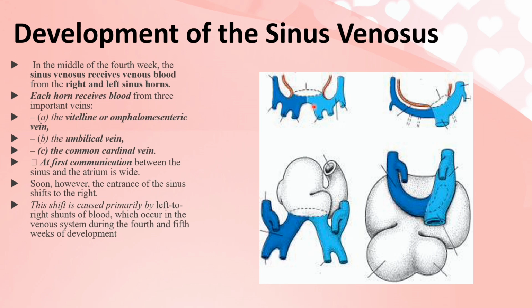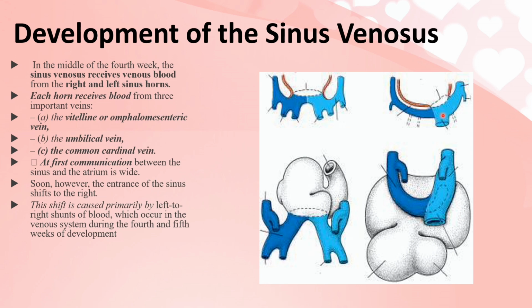And these horns receive their blood through three pairs of vessels: the vitelline vessels, the umbilical vessels, and the cardinal vessels. These are the vessels of the right side, and these are the vessels of the left side. At first, the communication between sinus and atrium is wide. Soon, however, the entrance of the sinus venosus shifts to the right side, and this shift is caused primarily by the left to right shunt of blood, which occurs in the venous system during the 4th and 5th week of development.